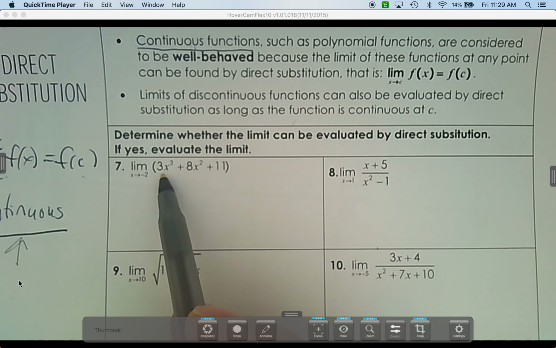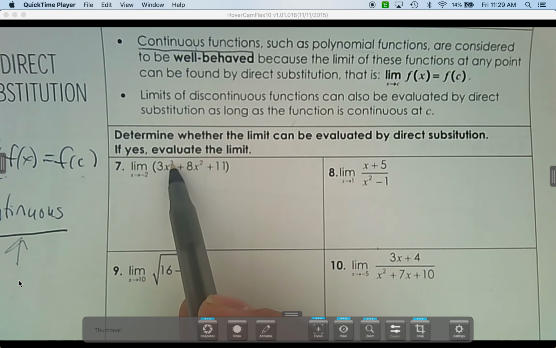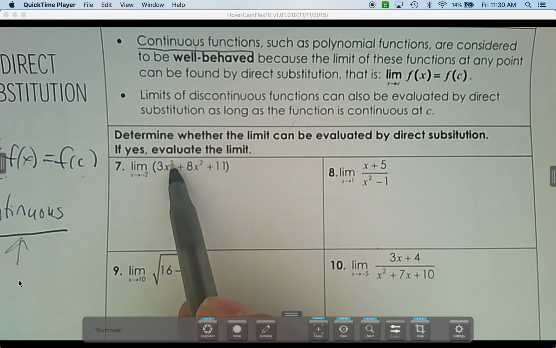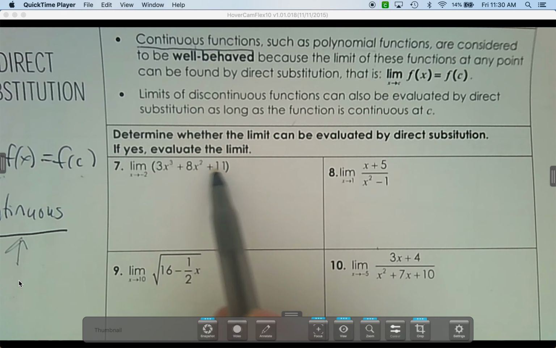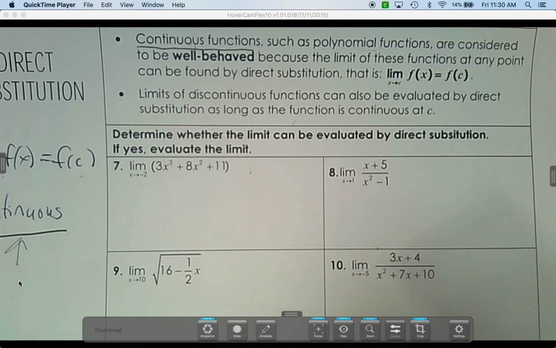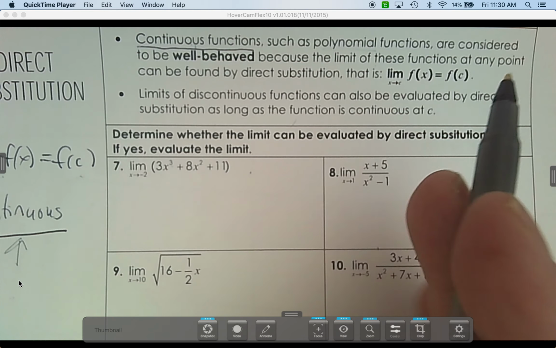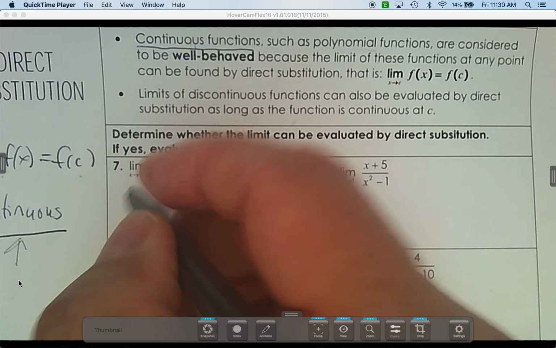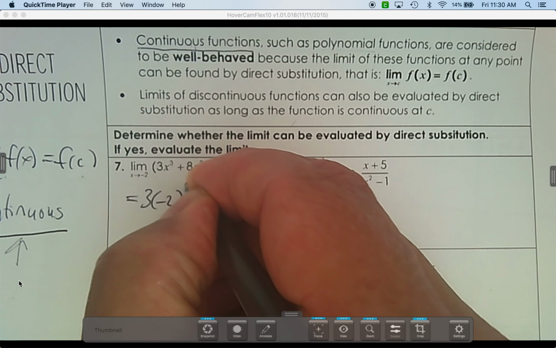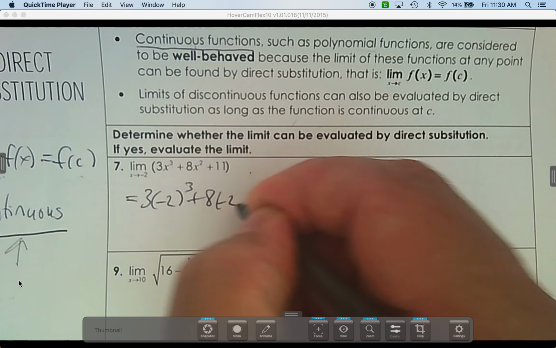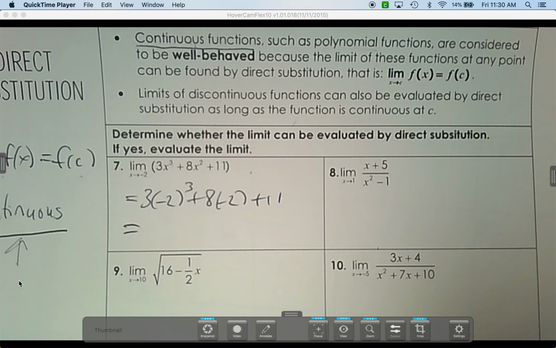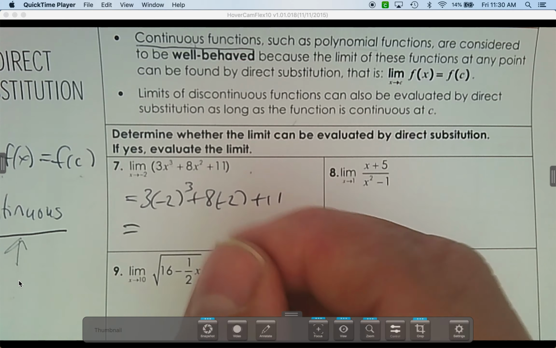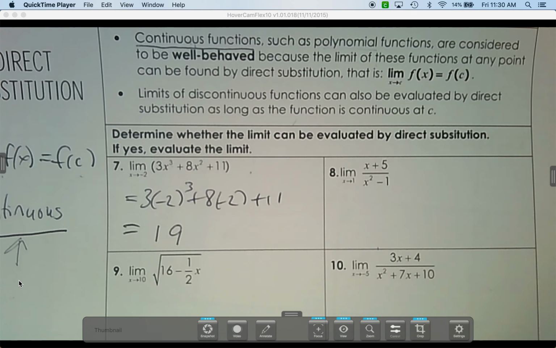All right, this is a polynomial. All the exponents are whole positive numbers. Polynomial. No fractional exponents, no negative exponents, no fractions, no radicals, none of that. Simple polynomial. Substitution. And then no need to simplify, but if you chose to, the answer would be 19.